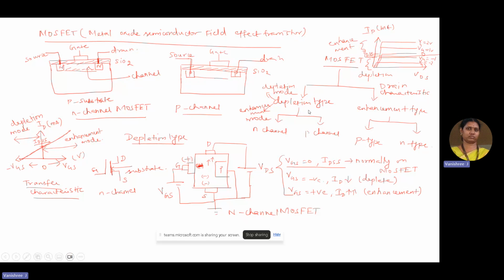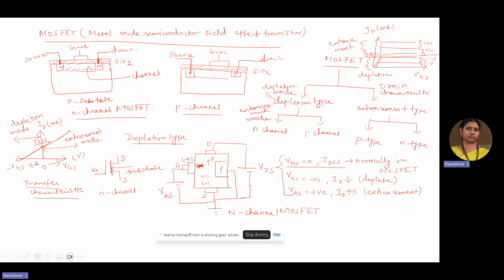And again, under the depletion type MOSFET, we have N-channel MOSFET and P-channel MOSFET. And whatever might be the type of the MOSFET, under the depletion type, there are two modes of operation. One is depletion mode of operation, another one is enhancement mode of operation. So enhancement mode of operation is for positive and zero gate voltage, whereas the depletion mode of operation is happening for the negative gate source voltage.